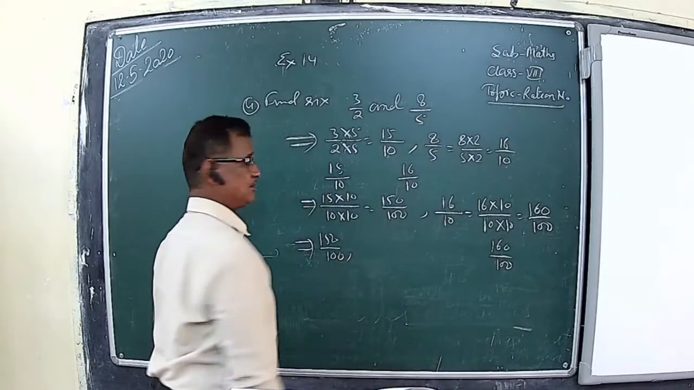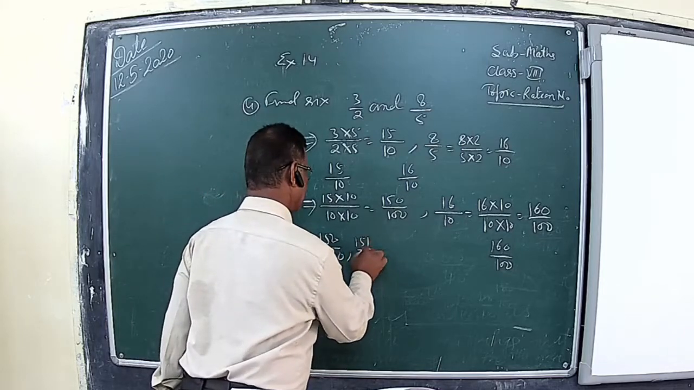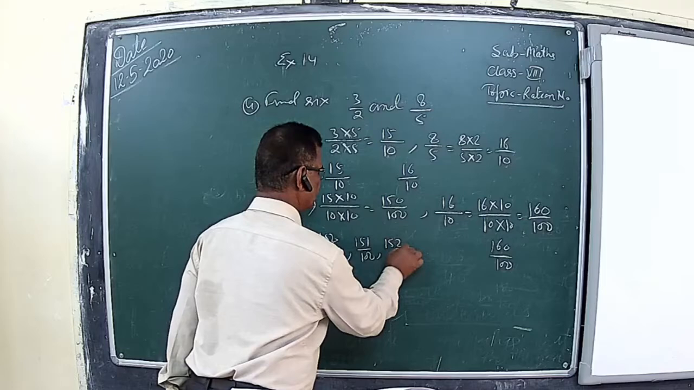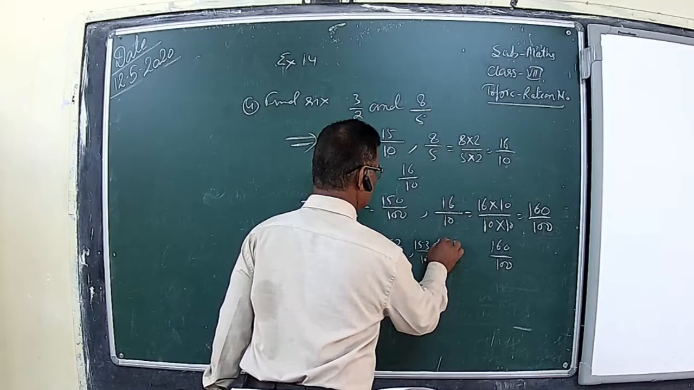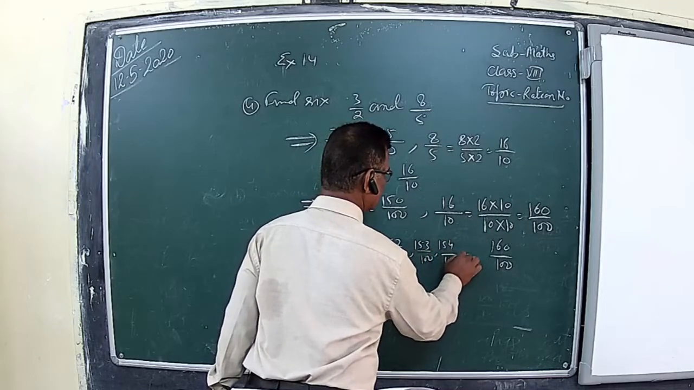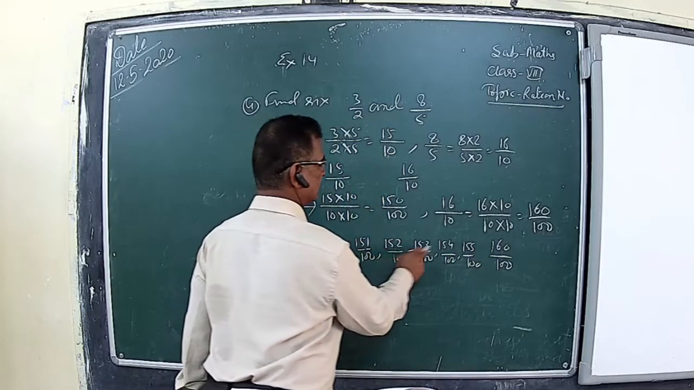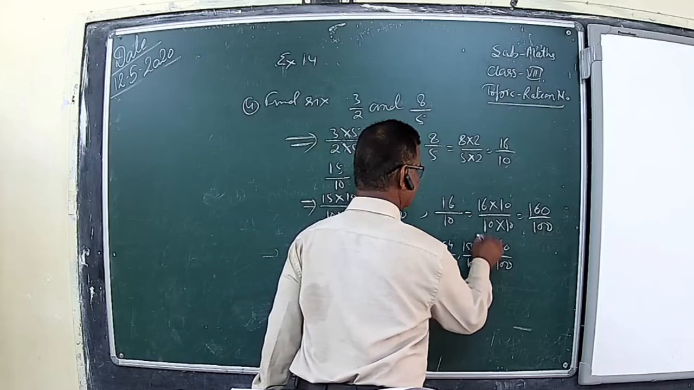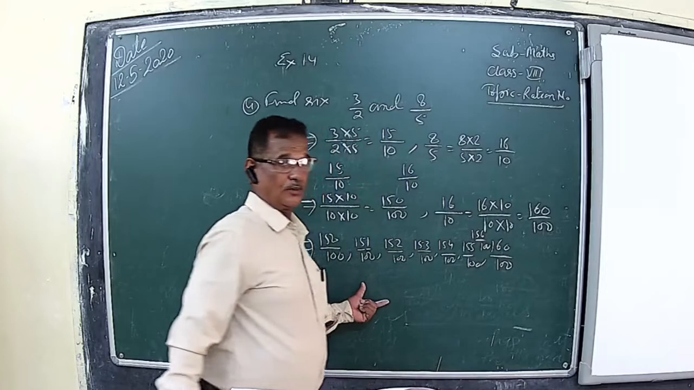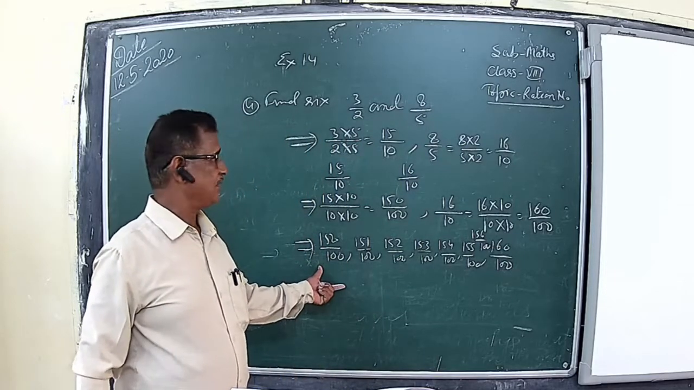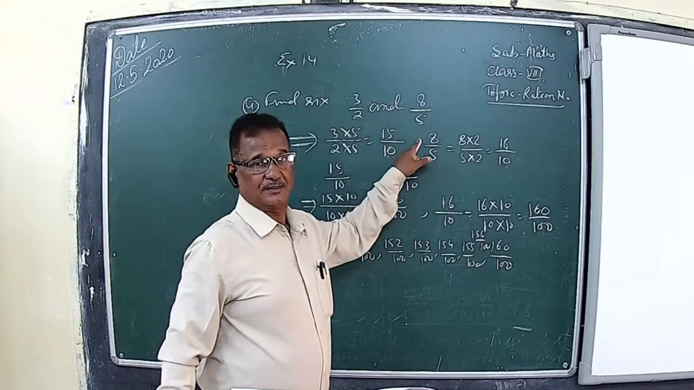Now your bigger equivalent rational numbers are 150 by 100 and 160 by 100. Now you can find six rational numbers between these two: 151 by 100, 152 by 100, 153 by 100, 154 by 100, 155 by 100. Count 1, 2, 3, 4, 5 and one more, 156 by 100. You have found six rational numbers between the two given rational numbers 3 upon 2 and 8 upon 5.